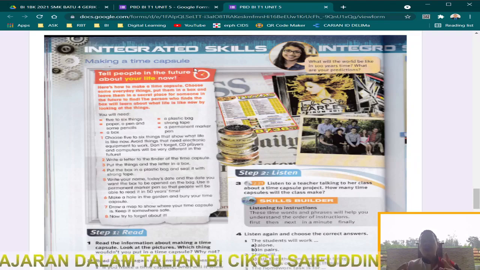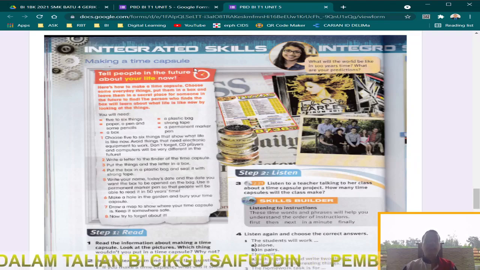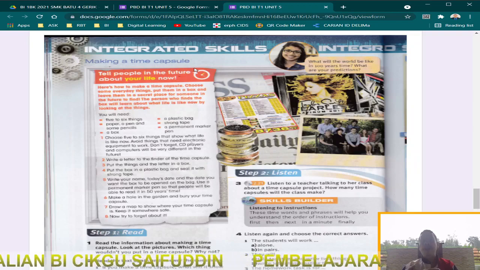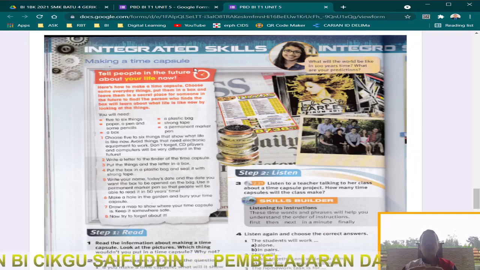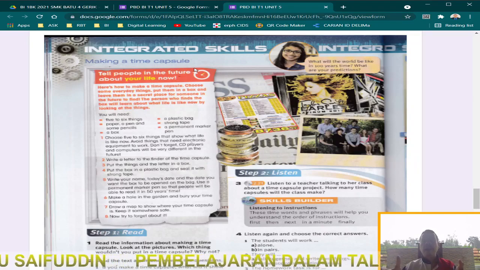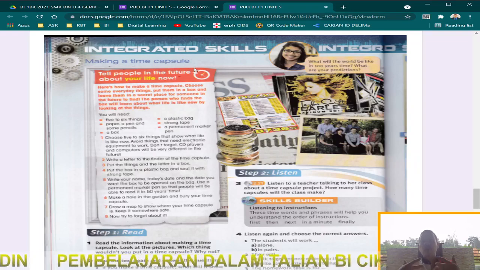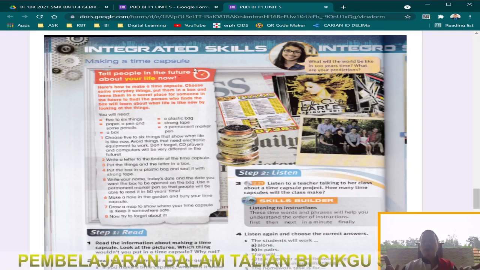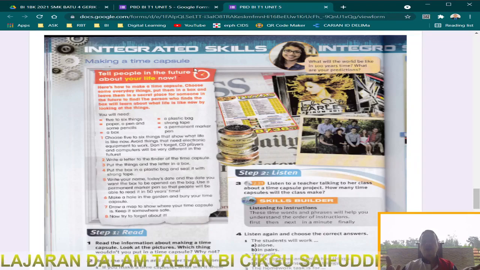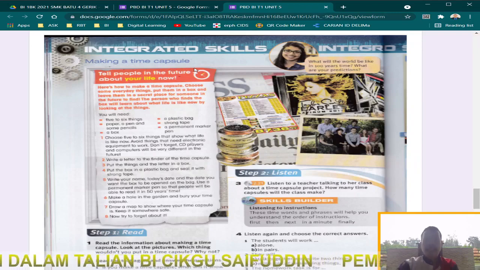A time capsule is actually a box that we keep all the items and a letter in, that will be opened in the future. It will tell someone who finds the time capsule about what will happen to us, to yourself, or to our country, or to something else in the future. So to know more about time capsules, let's read this article.